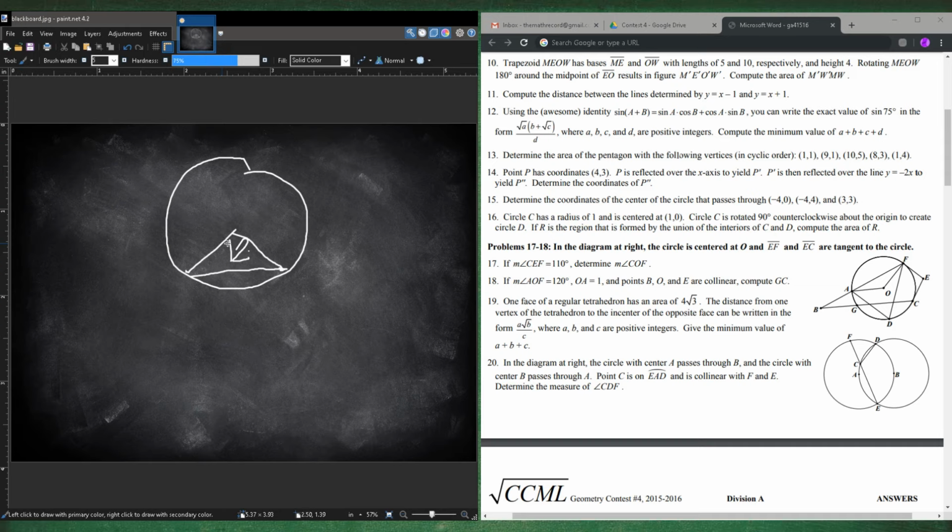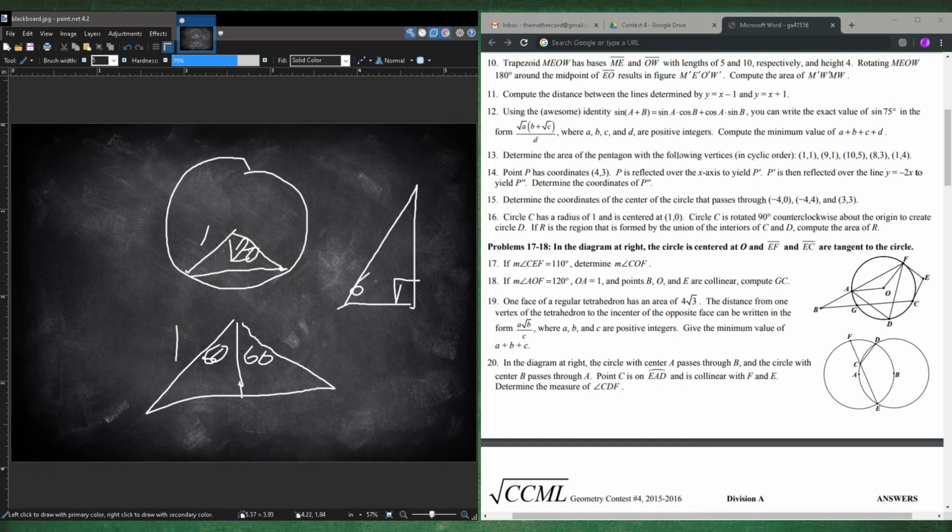Since they said that OA is 1, and O is the circle and A is a point on the circle, that means it's just radius 1. So to compute GC, we just have to find this. Let's draw this out. Split that in half, so the 120 is 60 and 60. So it's 1. If you know your 30-60-90 triangle rule, you have a 60 and 30.